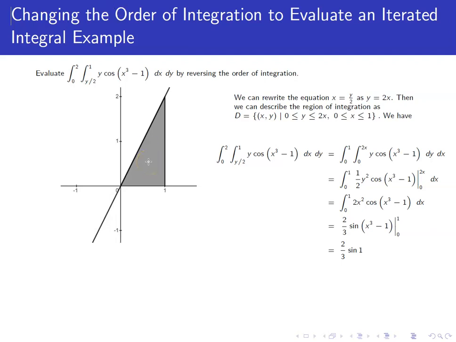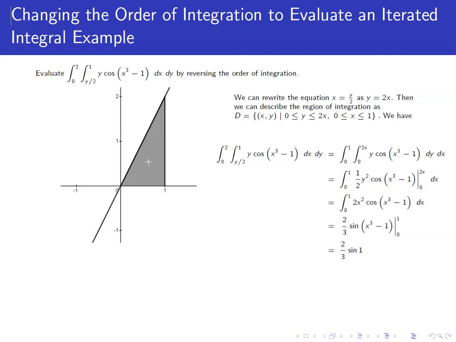In this video, we're going to look at an example that requires us to change the order of integration in order to be able to evaluate the iterated integral. So in this one, we have the integral from 0 to 2, integral from y over 2 to 1 of y cosine of x cubed minus 1 dx dy.